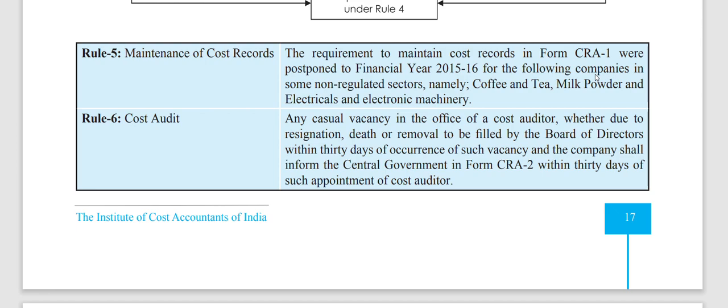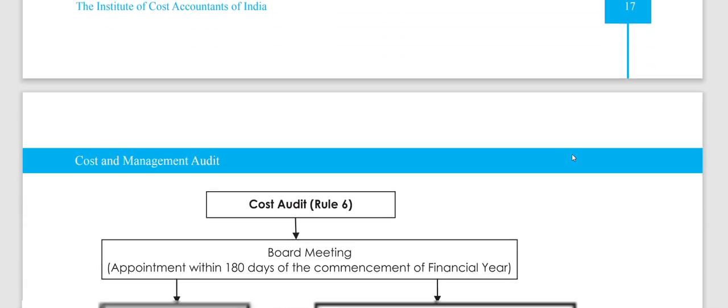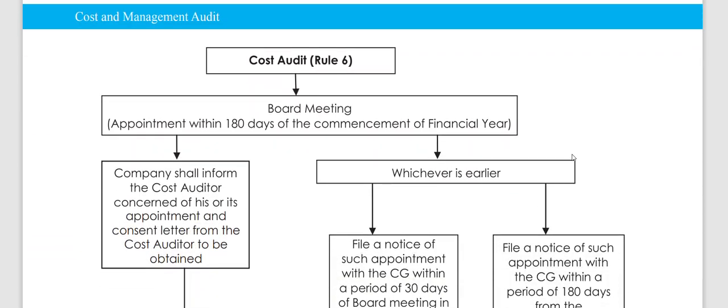Cost audit. Any casual vacancy in the office of the cost auditor, whether due to resignation, death, or removal, is to be filled by the board of directors within 30 days from the occurrence of such vacancy, and the company shall inform the central government in Form CRA2 within 30 days of such appointment of cost auditor. So sometimes in examination we'll get one more question based on rule 6 of the cost audit. Okay, so we have to pay attention to this point specifically, and we have to remember this as part of our job. So let's see this in diagrammatic view.